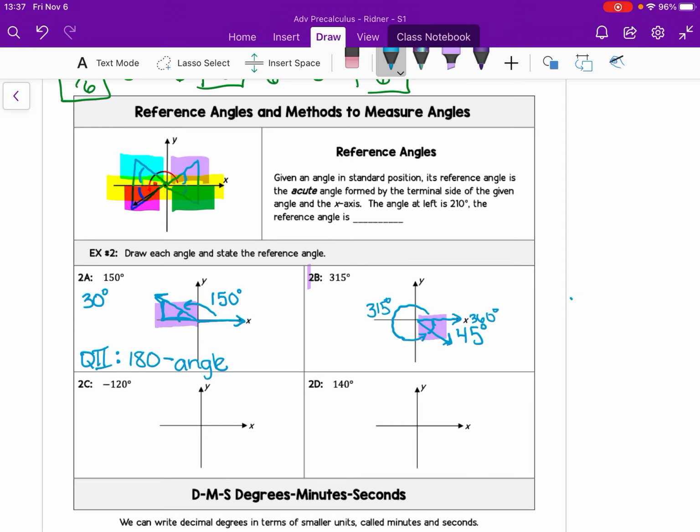Okay. If you are a rules person, if it falls in quadrant 4, remember 1, 2, 3, 4, they go in counterclockwise position. Okay. The rule is 360 minus the angle.